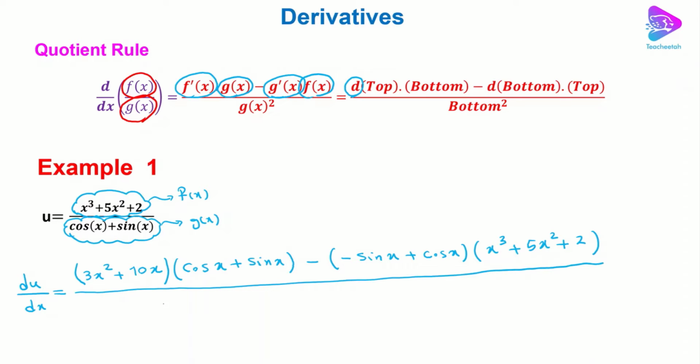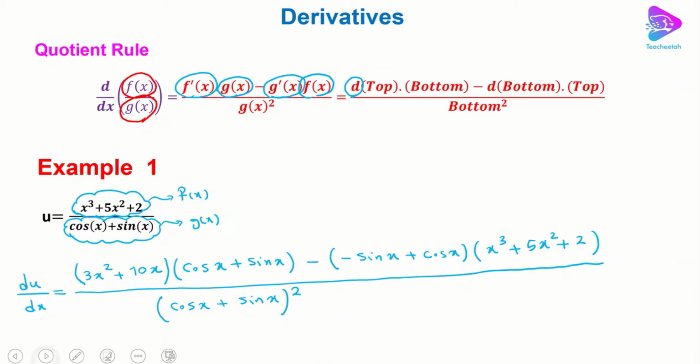over the bottom function, which is cos x plus sin x, and as the rule says, we have to use the power of 2 for that. So it's going to be cos x plus sin x in power of 2. As you can see in here, we easily applied the quotient rule, and first we took the derivative of the top part and multiplied with the bottom part as it is, and then we took the derivative of the bottom part and multiplied with the top part as it is, and then over the bottom function in power of 2.